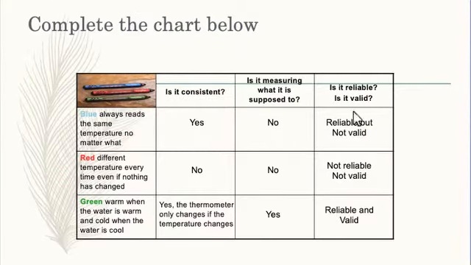So we can look at whether or not these things are reliable and valid. Is it consistent? Yes. Red wasn't. Is it measuring what it's supposed to? No. Blue is always doing the same thing, so it's reliable but not valid. This is not reliable or valid, and then this is reliable and valid because the thermometer changes if the temperature changes.